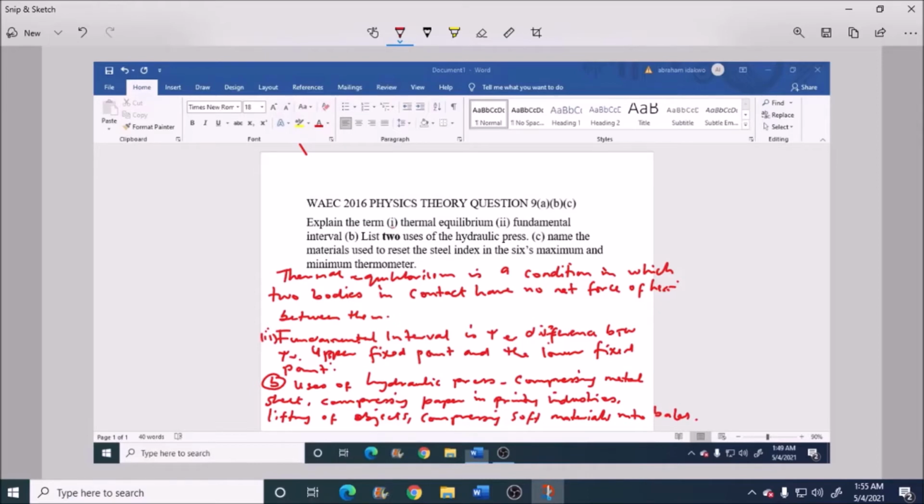So the material that is used to reset the steel index in the Six's maximum and minimum thermometer is magnet. Magnet is used to reset the steel index in the Six's maximum and minimum thermometer.